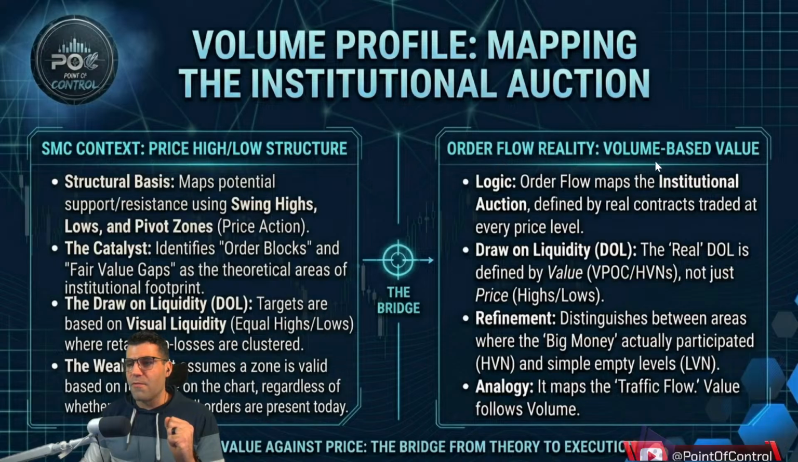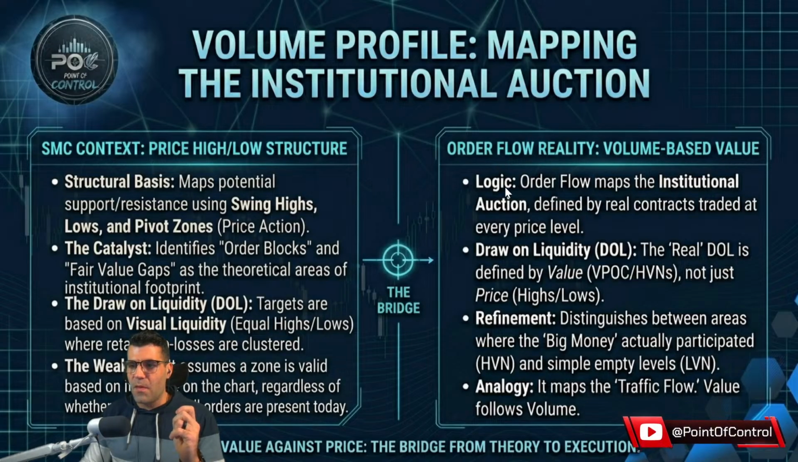So order flow reality, volume-based value logic. Order flow maps the institutional auction. We can view it. We are seeing it in real time, defined by real contracts traded at every price level.